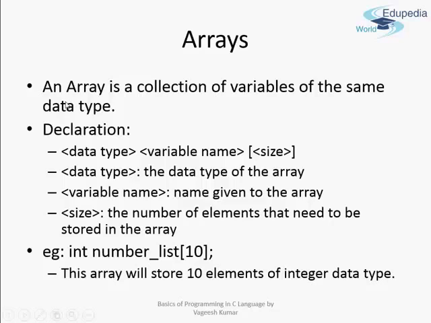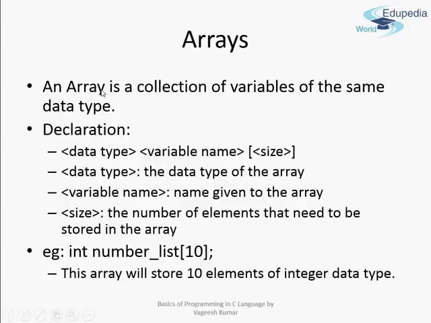Okay, so first of all, the definition of an array, just a revision of it. An array is a collection of variables of the same data type. Declaration of an array is almost similar to that of a variable. Just like you declare a variable, you declare an array in exactly the same manner, except that you have to pass the size of the array. Size means the number of elements contained in that array.